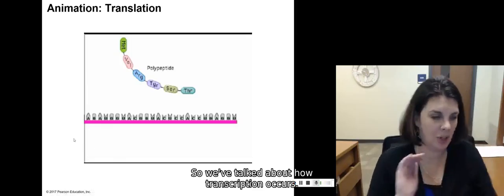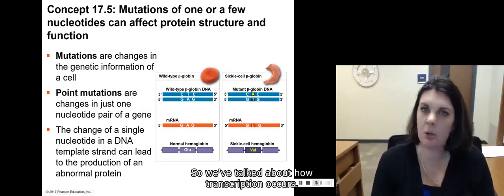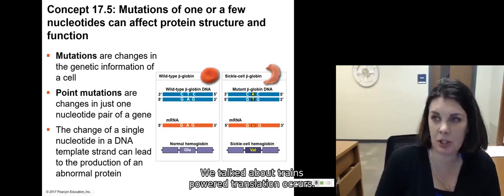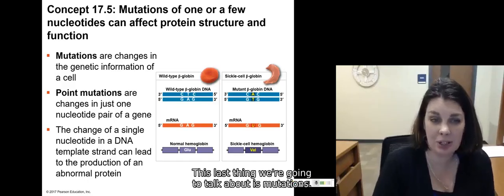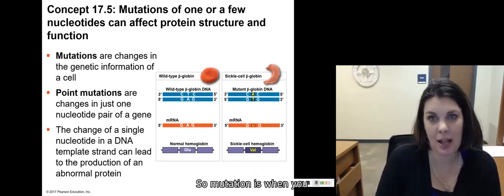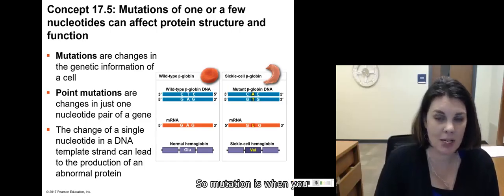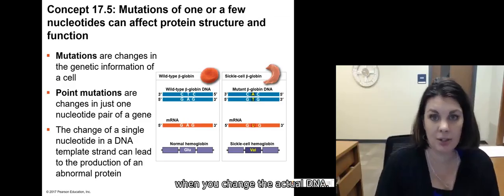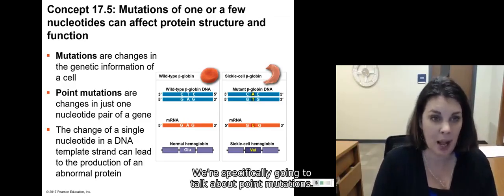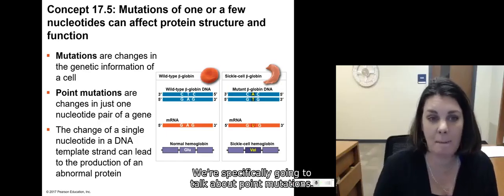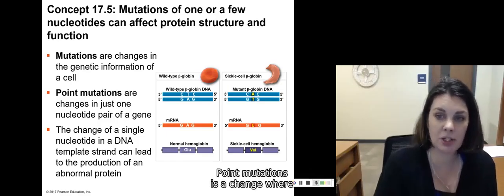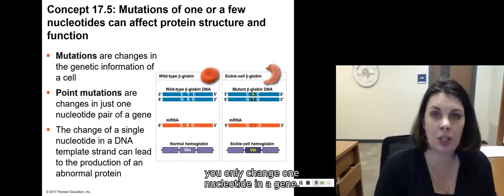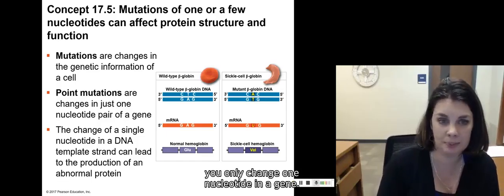Okay, so we've talked about how transcription occurs. We've talked about how translation occurs. This last thing we're going to talk about is mutations. So a mutation is when you change the genetic information of the cell, when you change the actual DNA. We're specifically going to talk about point mutations. Point mutations is a change where you only change one nucleotide in a gene.